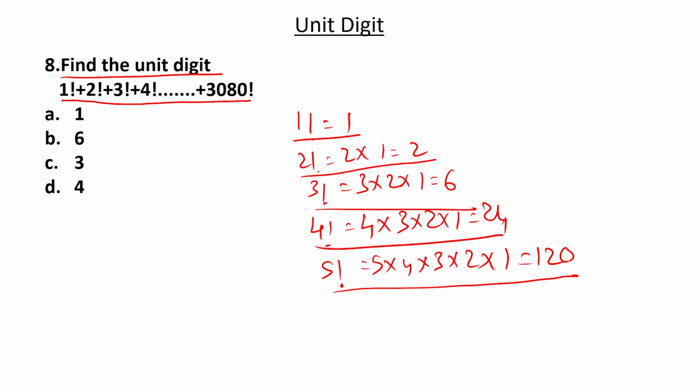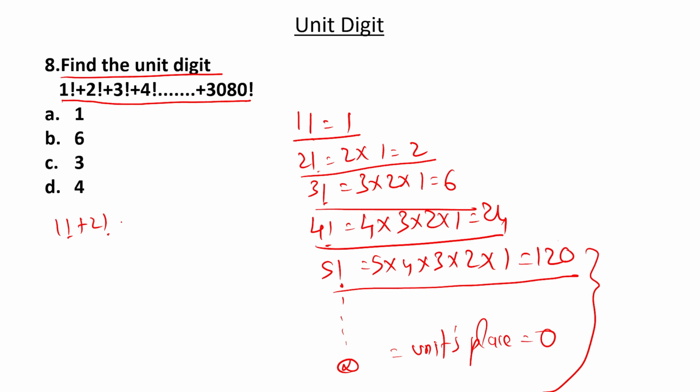So from here onwards, according to the math, whatever the factorial is, those values will always end with 0. Since up to infinity the factorial's units place is going to be 0, even if you add infinite zeros, the value will always be 0. So we write 1 factorial plus 2 factorial plus 3 factorial plus 4 factorial. Since from 5 factorial the value is 0, we simply write 0. That's it. There isn't much to think about it.